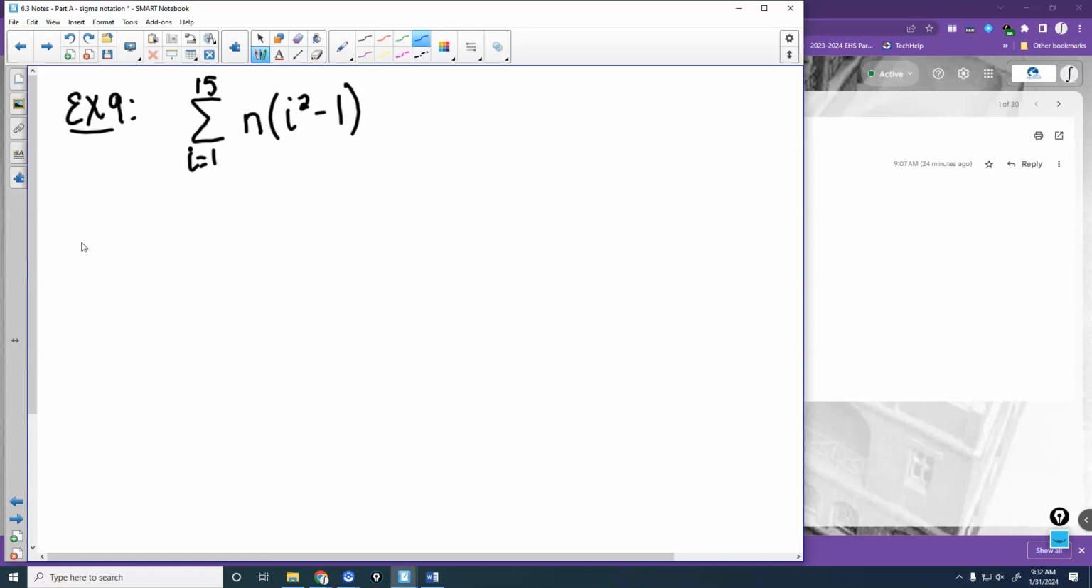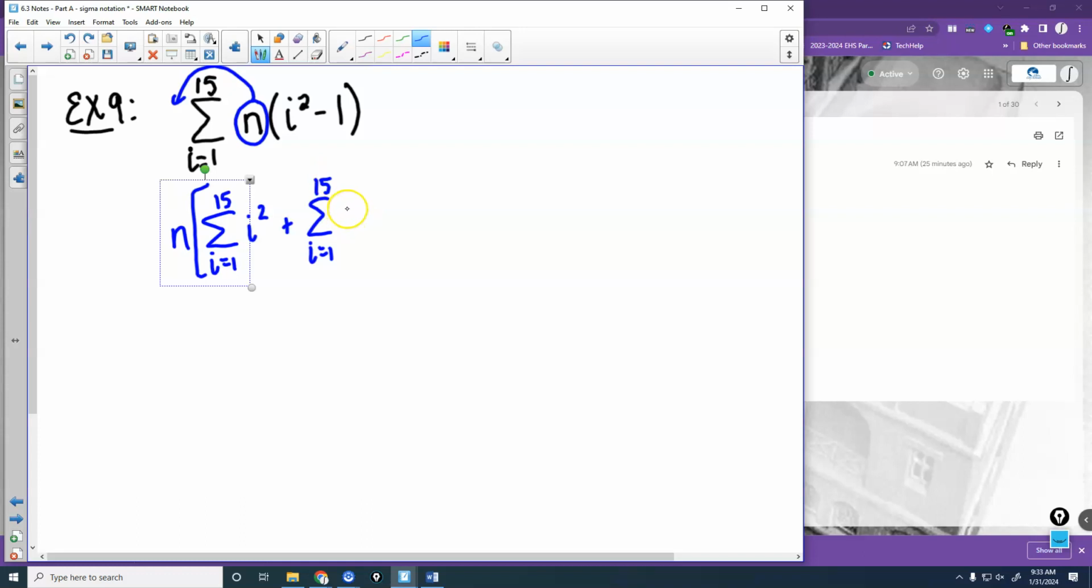Okay, here's another example. If I'm not letting you use a calculator, going from 1 to 15 is going to be terrible, right? Because that's a lot of numbers to add together. So if I have this, the n can be pulled outside, right? And so it could be written like this: n summation from 1 to 15. Actually, I'm going to do it this way. Let's go ahead and split this up. Of I squared plus the summation from 1 to 15 of negative 1.